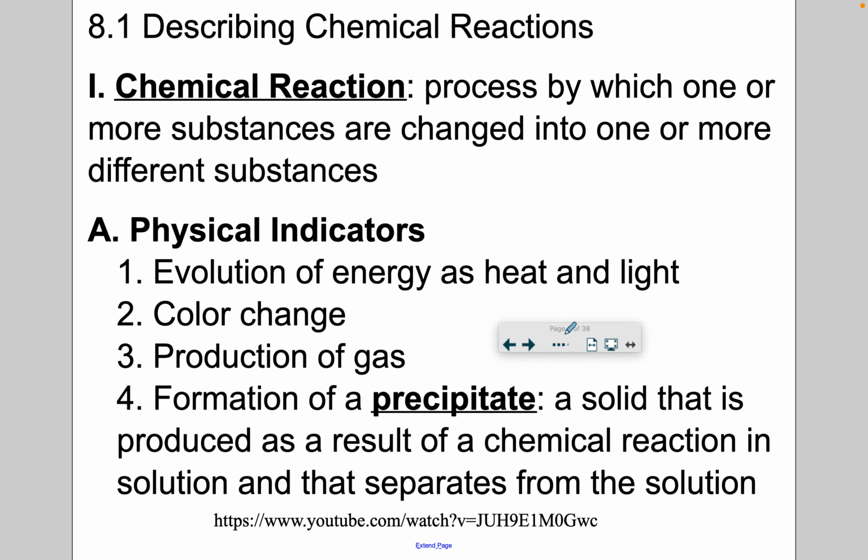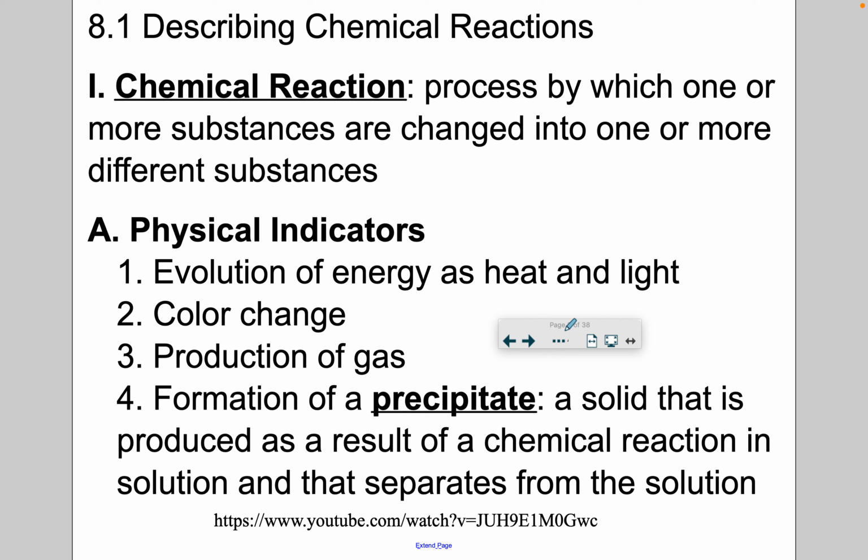in depth. Okay, so a chemical reaction by definition is one or more substances are changed into one or more different substances. And so some good physical indicators that a chemical reaction has taken place is you see light or heat being given off, or maybe that heat is being absorbed. So you definitely have a temperature change, or you see the presence of light.